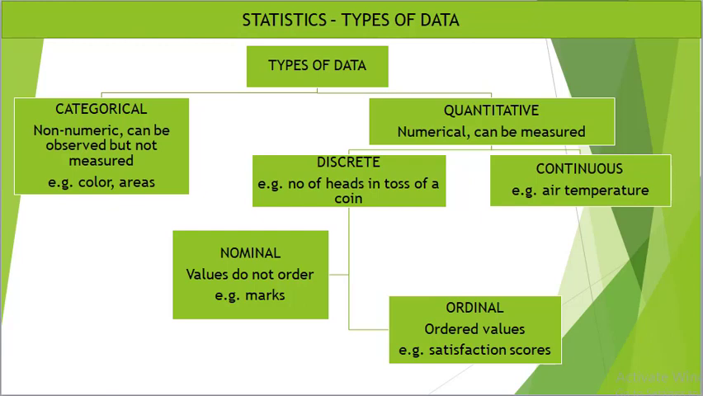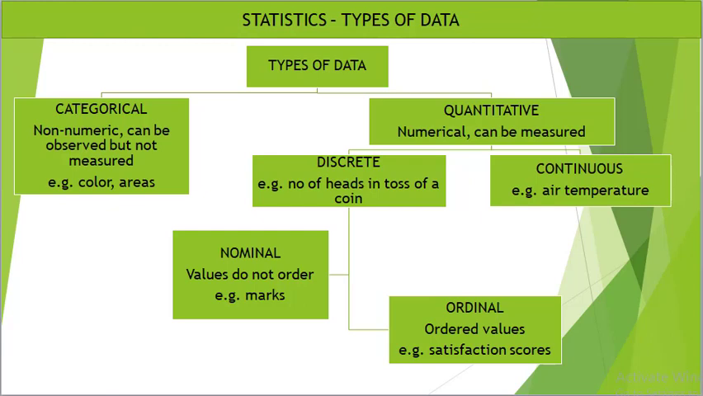Just opposite to it, we have the quantitative type of data. Categorical is non-numeric, they are not numbers. So just opposite of it is quantitative, which is numerical, which are numbers. It can be measured, right? It can be measured like 1, 2, 3, 4, 100, 1,000, crores, millions. Those are numbers. Under quantitative, we again have two subcategories, which are discrete and continuous.